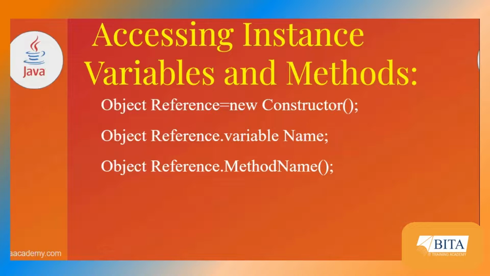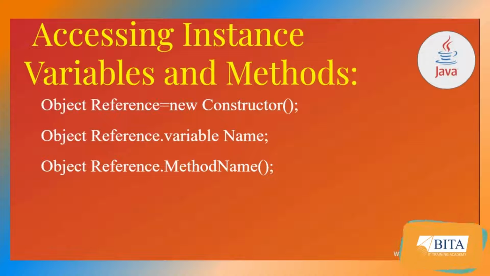Now we will see how we are going to access the instance variables and the methods. These can be accessed via the created objects. The first thing is we have to create an object, so here: object reference = new constructor. I'm first creating an object. Now I have to call a variable like this: object reference dot variable name. Next it will call a class method as follows: object reference dot method name. This is the way of accessing the instance variables and methods.